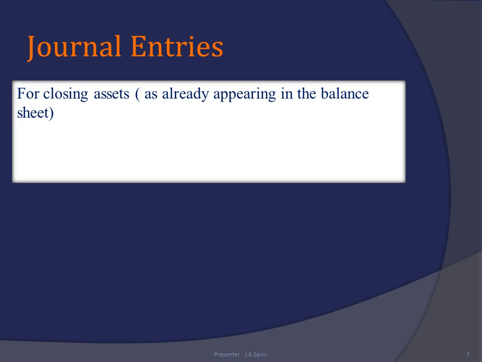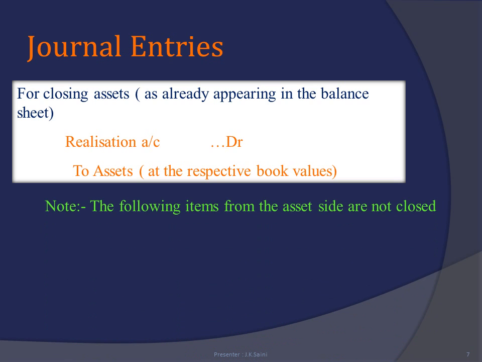For closing assets, as already appearing in the balance sheet, the assets are closed by debiting realization account and crediting asset accounts. These are closed at the respective book values. The following items appearing on the asset side are not closed: cash and bank balance, because it will go into the cash and bank account. We have a separate bank account or cash account to be prepared, and this is a balance to be brought down in that account.